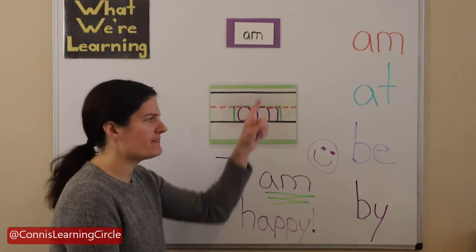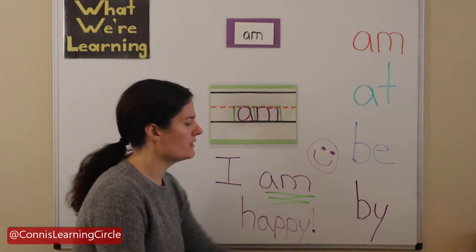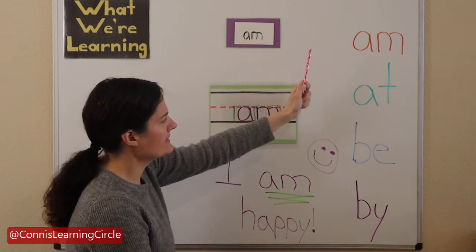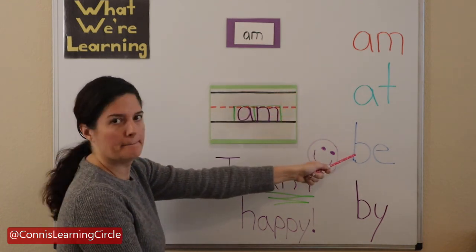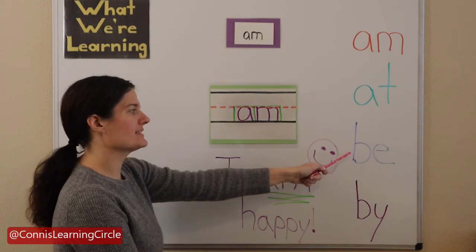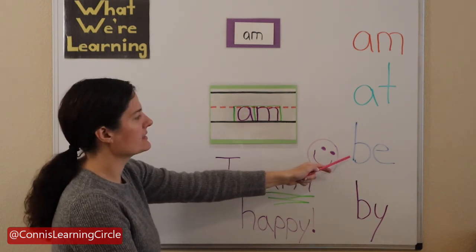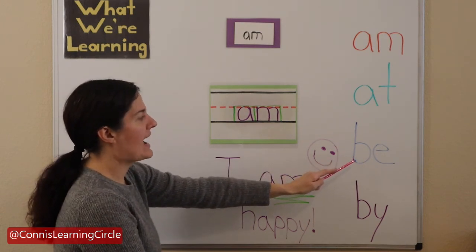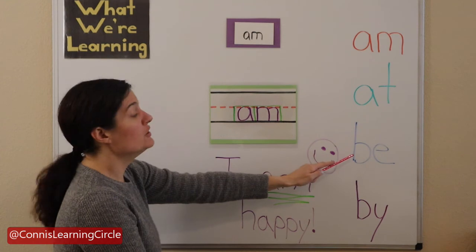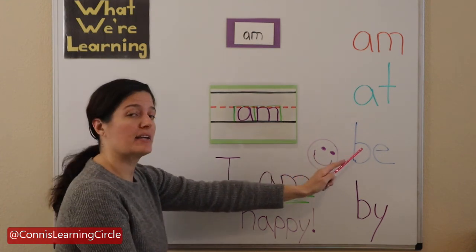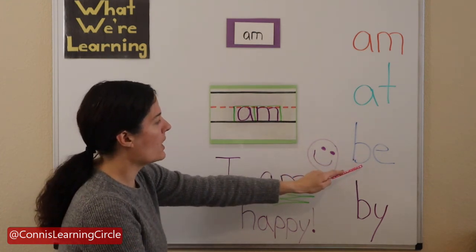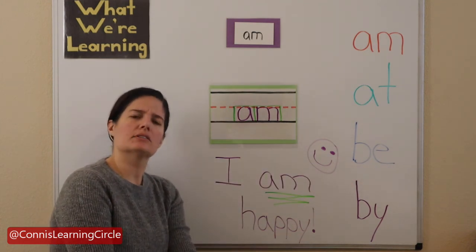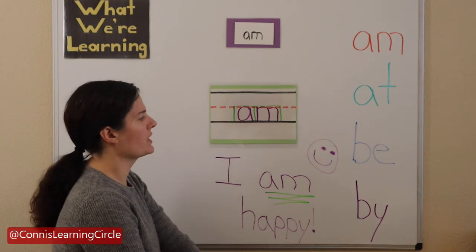Do you think you can help me find it over here? All right, let's see. Now, is this our word am? No, that doesn't look like our word am. Let's look at it a little bit closer and see why it isn't. Our word am has how many letters? Two letters. Okay, let's see how many letters this word has. One, two. Oh, it has the same number of letters.